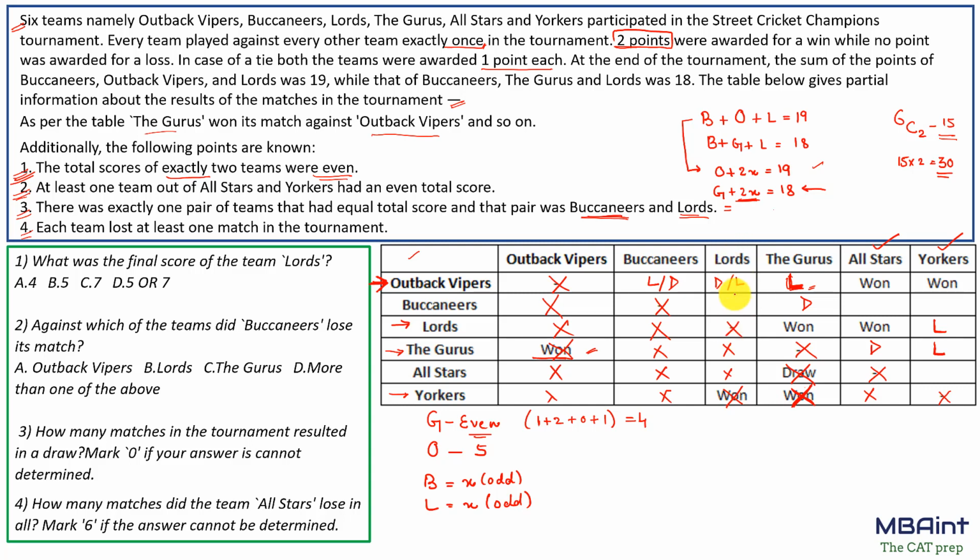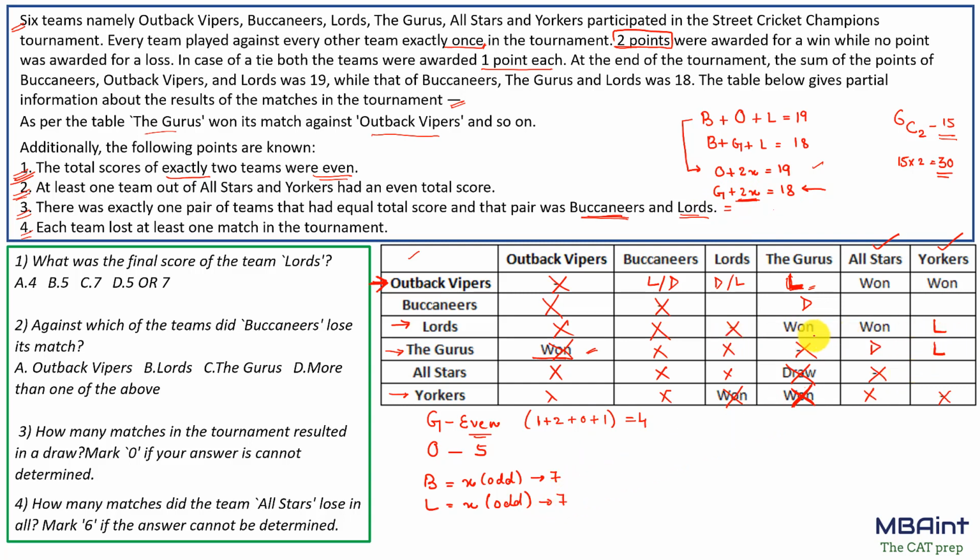Further we see that we have enough information about Lords in this column and Lords over here, so just one thing is remaining. Let's try to find it out. Now can we find the value of X? Yes, we can find the value of X. When we found the value of G equals 4, the value of X would be 7, and the value of L would also be 7. So we know the total score for Lords.